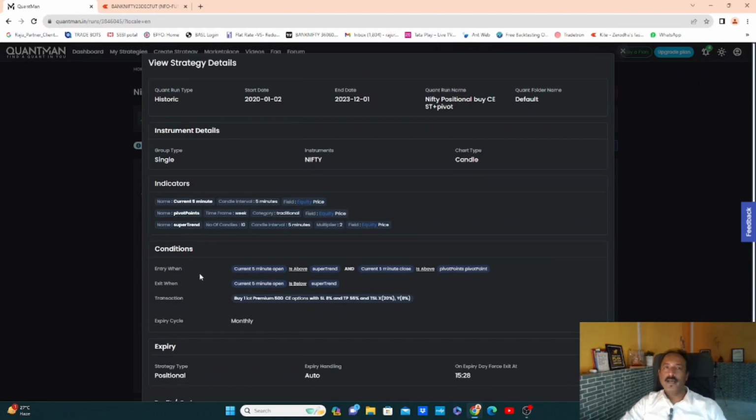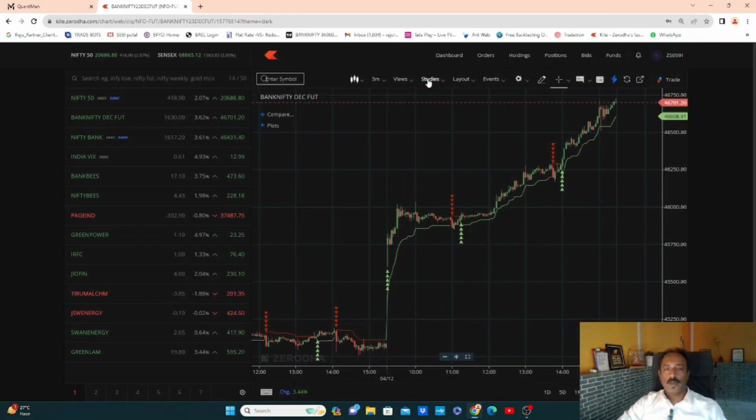Here, if you see the entry condition, I have changed it a bit, right? The current 5 minutes open is above the super trend, see, I have used the open here, not the close. Open is above the super trend, break the trade, and current 5 minutes close is above the pivot point. So I want this to be so, you can add the pivot point. Let me show you here.